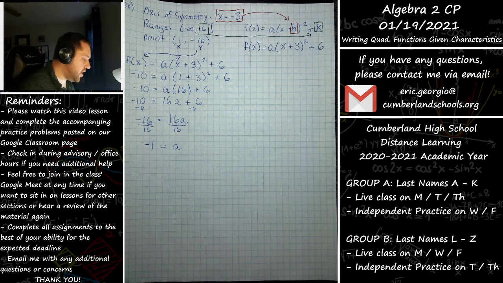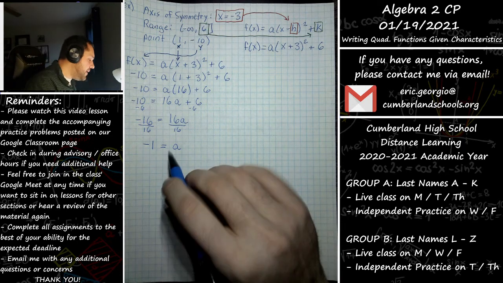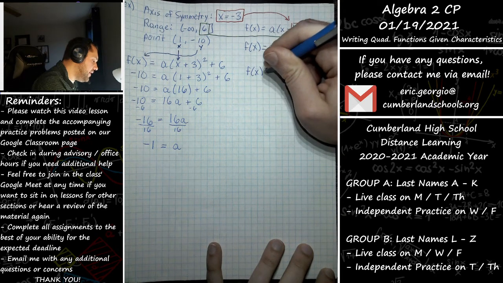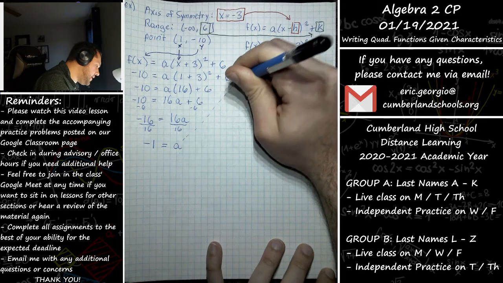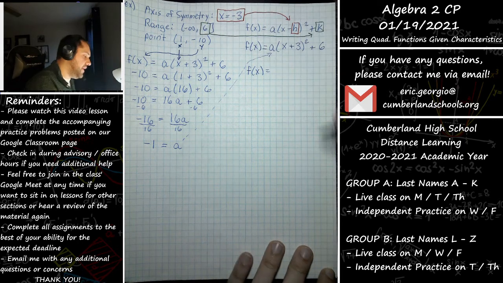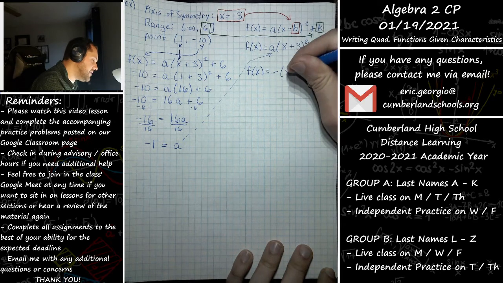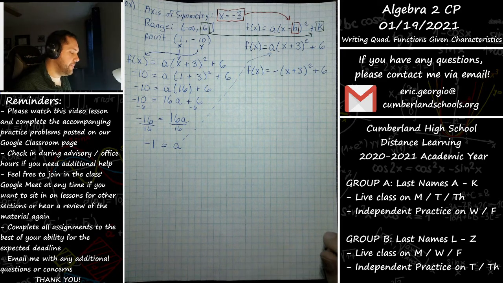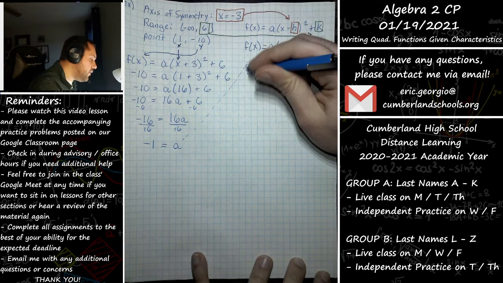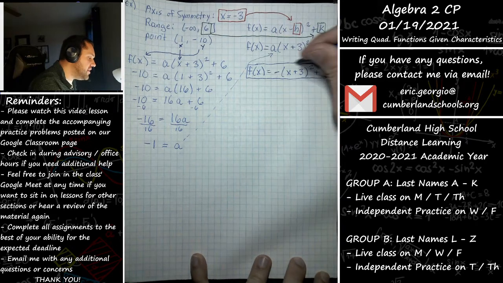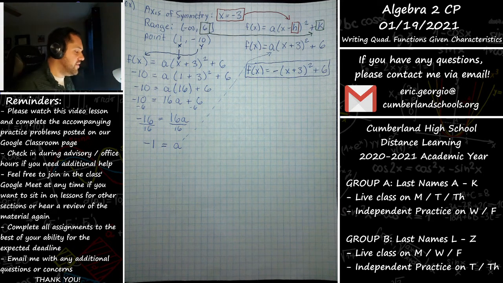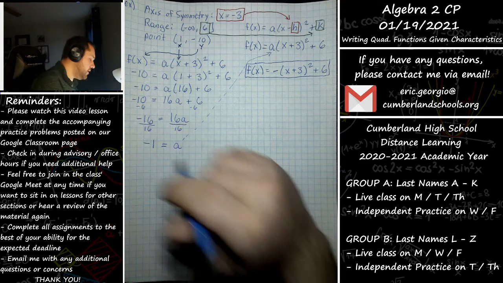And since we now know that negative 1 is equal to a, that means I can take this value for a, plug it right back up here, and get that my function overall is negative 1 times x plus 3 squared plus 6. Okay? So even though we weren't given the vertex directly, again, we could use information related to the vertex to figure out what it actually is. All right? Hopefully that made sense.